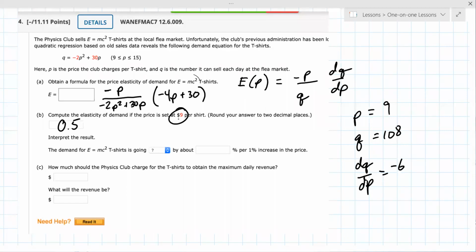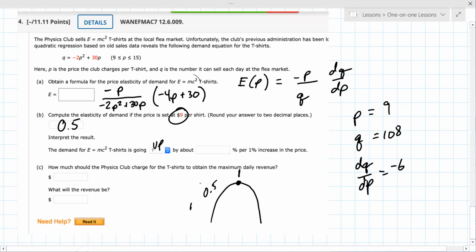Okay, so it's 0.5. And then there's this thing with the elasticity curve where at the top here it's 1, and 0.5 is on this side, so that's why I think it's going up this time, versus this way, which would be coming down. But these numbers always match.